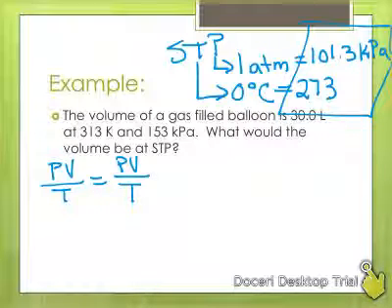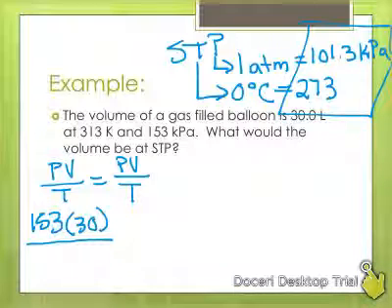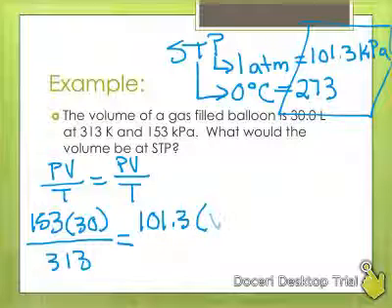Our initial pressure was 153. Our initial volume was 30. And our initial temperature was 313. Our final pressure, we want to lower it, right? Because it started at 153. We're going to lower it to 101.3. It's asking us to solve for volume. And our temperature is also going to be lowered to 273. So now all it is is algebra, correct?